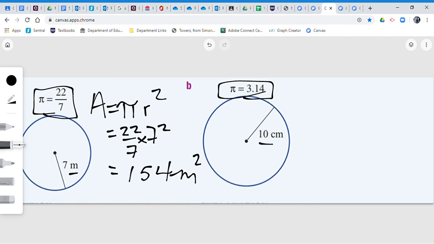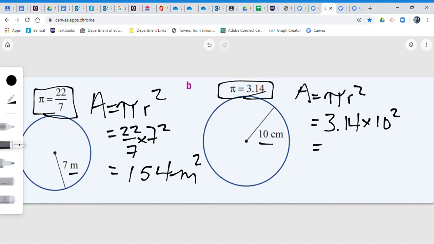So with this one, our radius is 10 centimeters, so area equals pi r squared. Again, you would say 3.14 times 10 squared. And please admire for a second that I'm showing all my working. I expect to see all your working when you're doing your work.